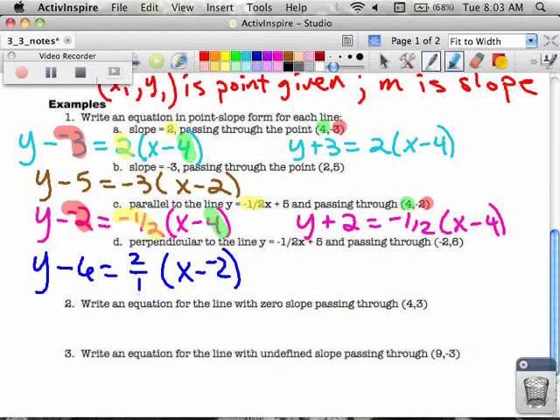So again, looking at where these things came from, the 6 came from the y value. The 2/1 was the opposite reciprocal of negative 1/2. And the negative 2 came from the x value. And when you simplify, you would get y minus 6 equals, you don't have to write 2/1, of course, you just write down 2, and then on the inside it'd be x plus 2.